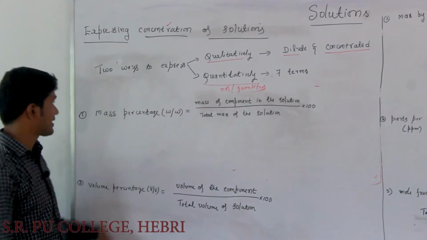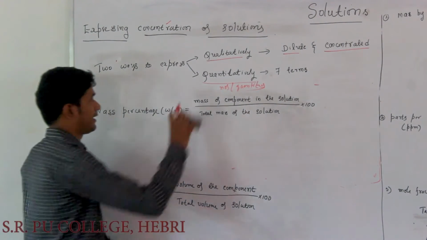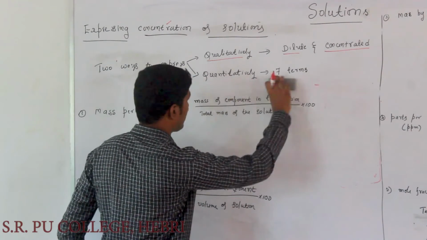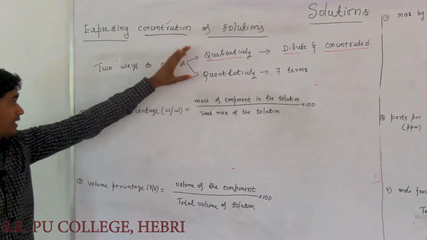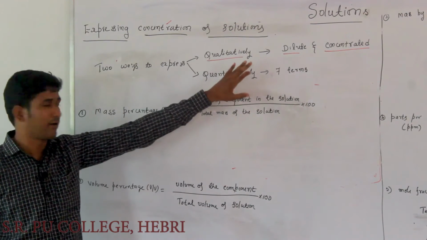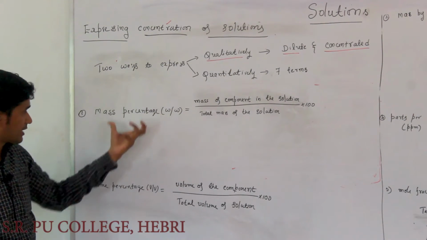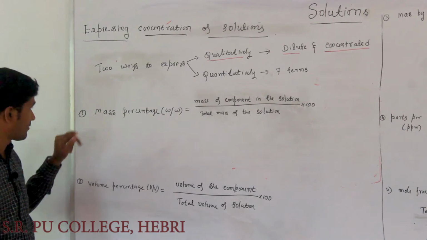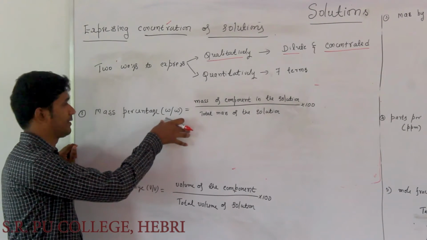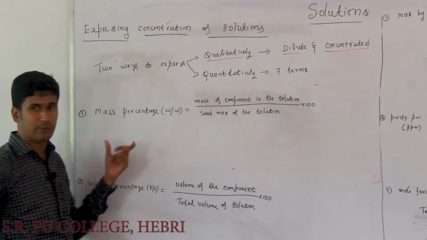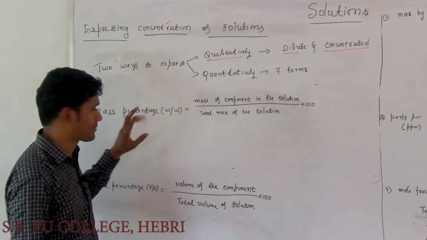The first one is mass percentage. So what is this mass percentage? In quantitative concentration terms, we express the concentrations in terms of numbers or quantities, so there is no such confusion. The first term is mass percentage, which is known as weight by weight percentage. How do you calculate mass percentage? There is a formula for calculating mass percentage.